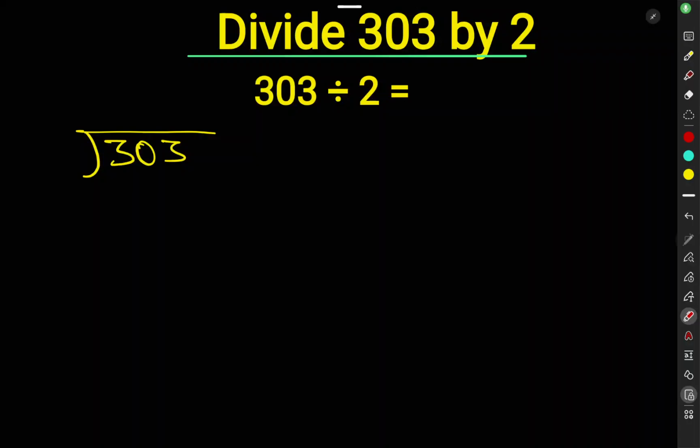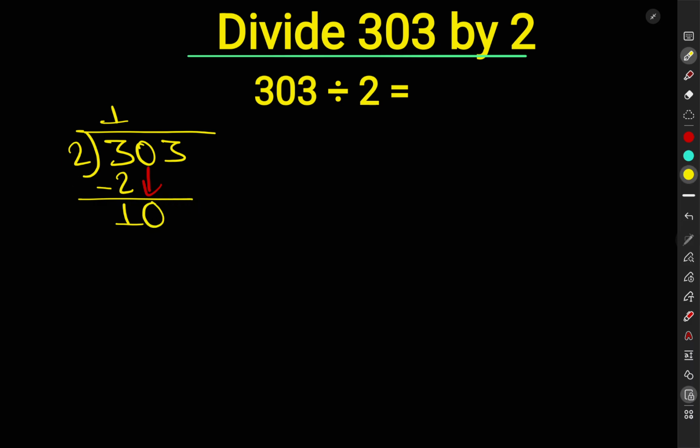Here we divide 303 by 2 in long division method. So 2 times 1 means 2. On subtracting we get 1. So now this 1 is less than 2. So we put down the number beside this 0.